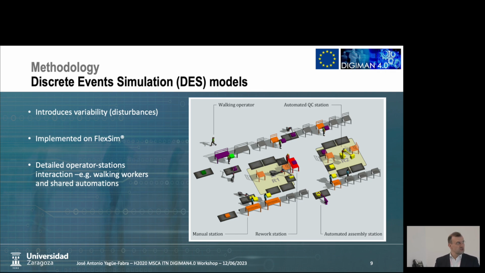And we could also introduce this detailed operator stations interaction, because what we are proposing here, together with the company, is not a fixed semi-automatic line, but two parallel lines, two parallel assembly lines with workers walking along the lines and with some shared automatic stations between the two lines.